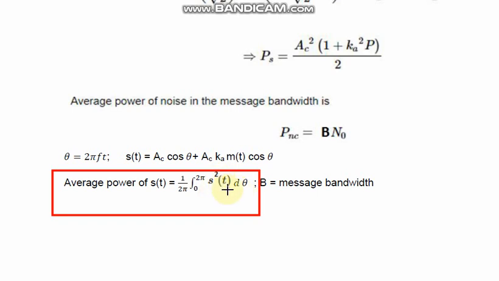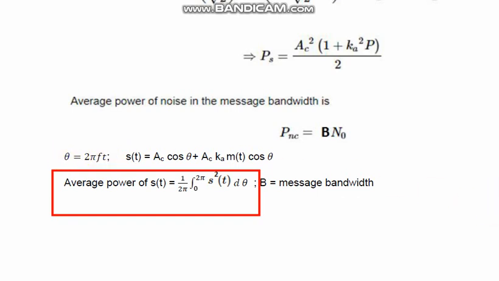Why have we taken S square(t)? Because power is always the square term of the voltage signal. So here we have to take the square term, and then for one complete cycle we will integrate it with respect to theta. And what is theta? Theta is equal to 2 pi f t, because for a single frequency signal 2 pi f is a constant, so in place of dt we can put d theta.